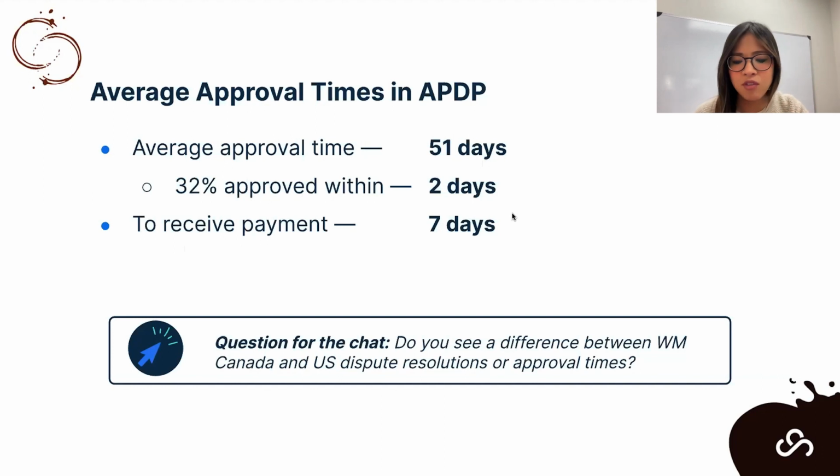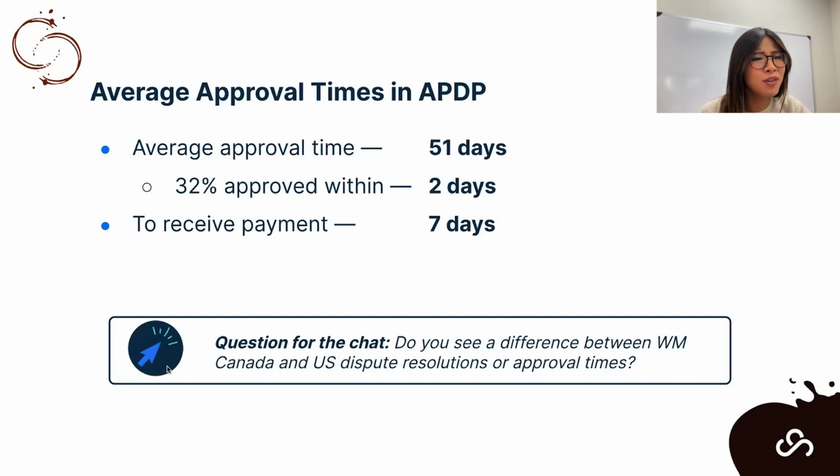Again, these are averages. We've seen folks that are lucky and have a lot of stuff clear in 2 days. We also talk regularly with the Walmart teams, and we've seen that claims are going back as far as October of last year. So they're still working through a massive backlog, but they're working through that right now.